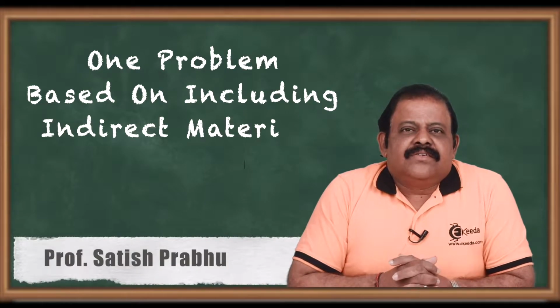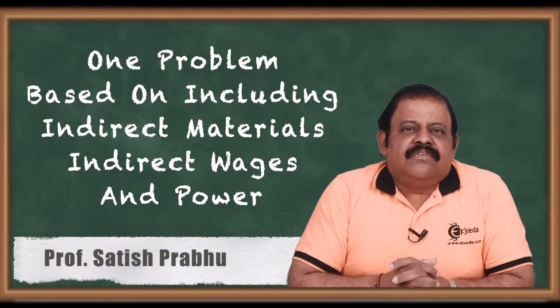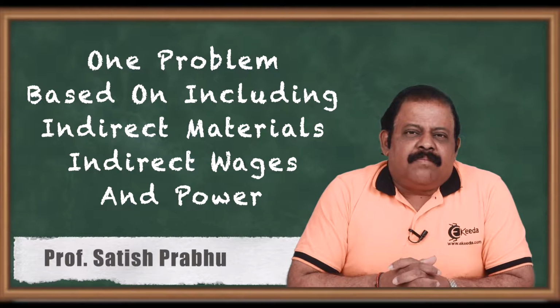Hello friends, we'll do one question of primary distribution of overheads where direct wages as well as indirect wages are given, and a special point is required to be noted for power expenses. Let us read the question.